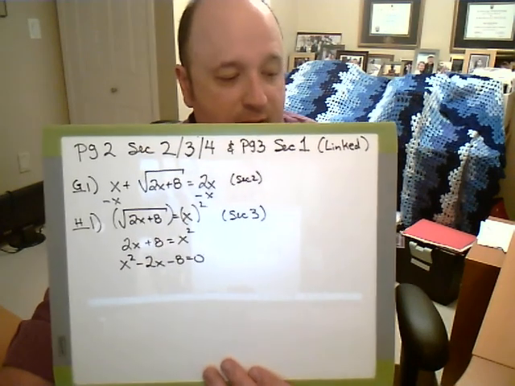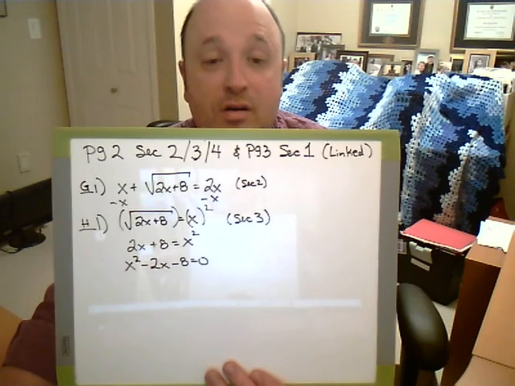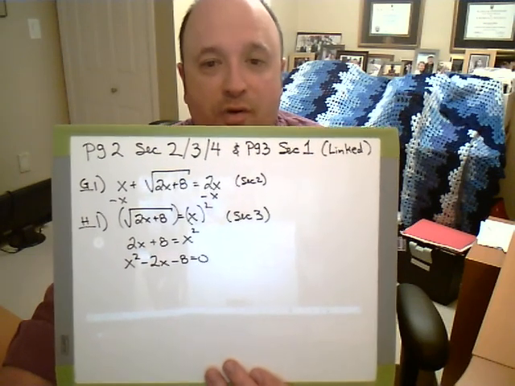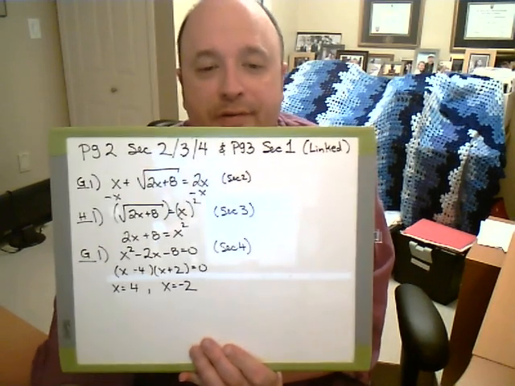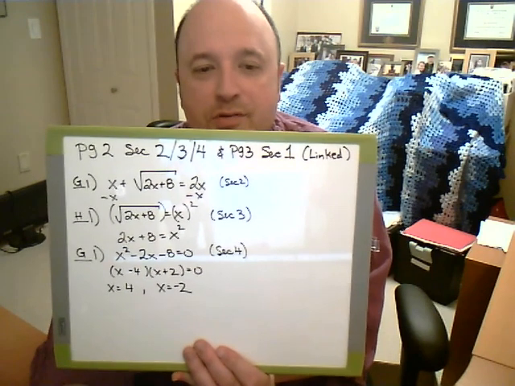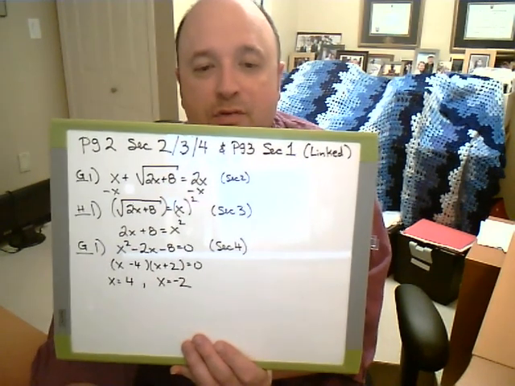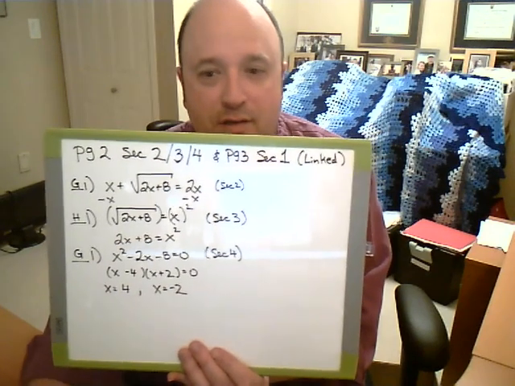And so letter H becomes the start of the next section, section 4. You have to factor it, and then you remember, what makes each of the brackets equal to 0? So 4, the opposite of the numbers, and then negative 2. Those are my two answers, and that's letter G.